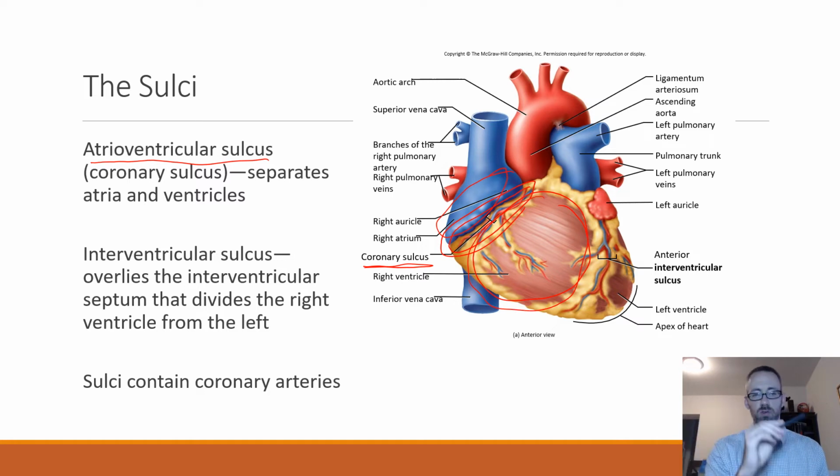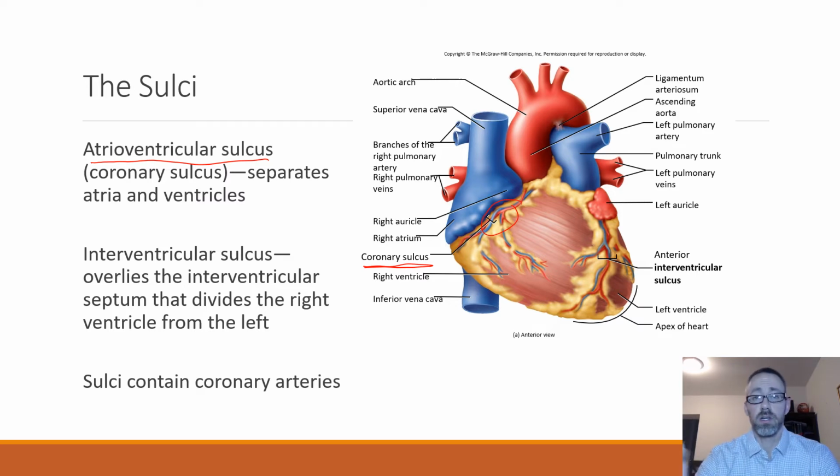So this little groove is between those two, and in that sulcus you can see vessels running on the very surface of the heart. Those are the coronary blood vessels, both arteries and veins. These vessels run in those sulci, typically on the surface of the heart, surrounded by adipose tissue or fatty tissue, which is the yellow tissue you're seeing in the sulci. Then there's also the interventricular sulcus.